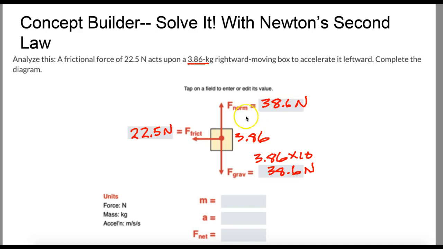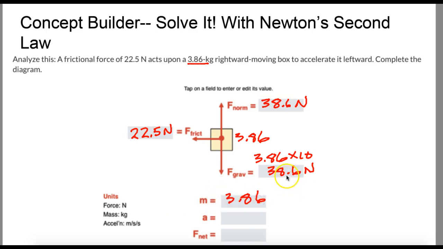Now, if we say up is positive, this would be positive and this one would be negative, but here they haven't said anything about putting in positives and negatives, so we're going to leave it for right now. The mass we know is 3.86.